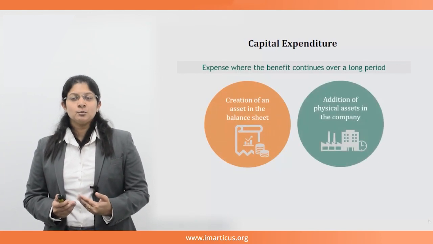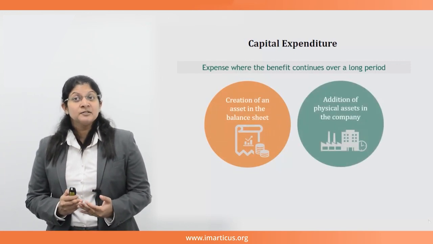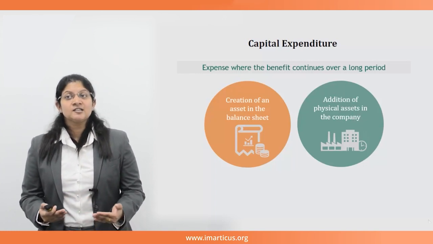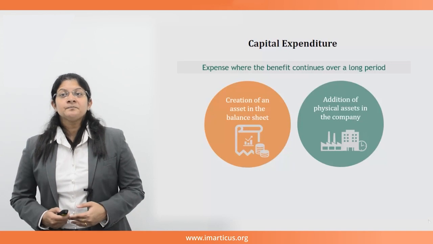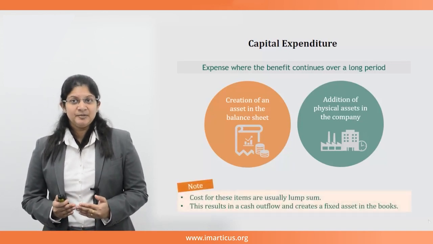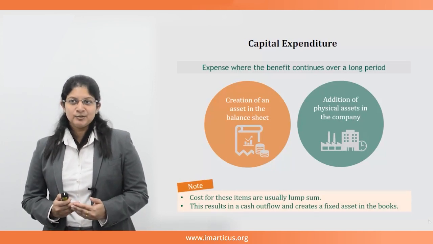in the company in the form of buildings, machinery, equipment, furniture, even items of regular use such as company vehicles, computers, coffee machines. The cost for these items are usually lump sum that is incurred in a single period. This results in a cash outflow and creates a fixed asset in the books.